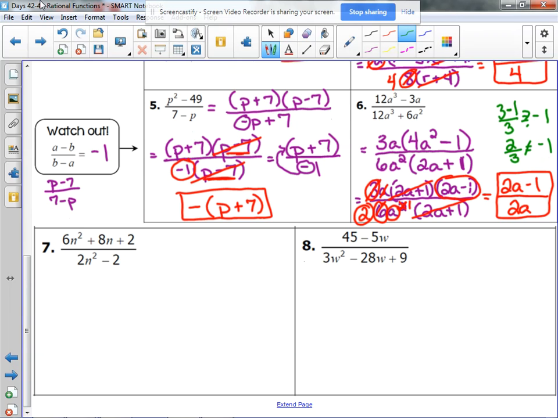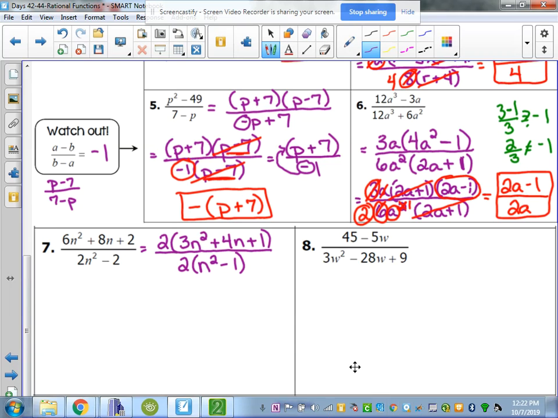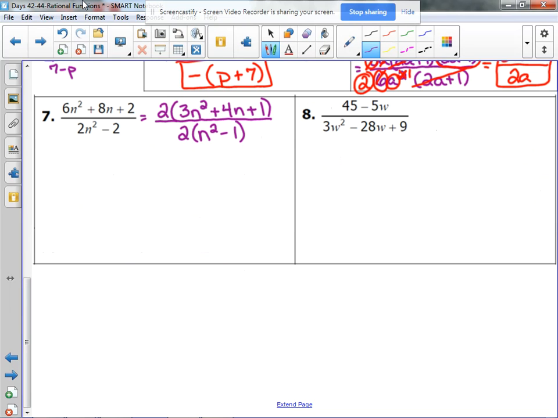All right, let's do 7 and 8 as well because we need to review the idea of slip, divide, slide. Number 7, that numerator. All of those terms are even, so we can pull out a 2, divide all those terms by 2. Don't forget the plus 1 on the end. The denominator is also divisible by 2. Okay, so we got a factor of 3n squared plus 4n plus 1.